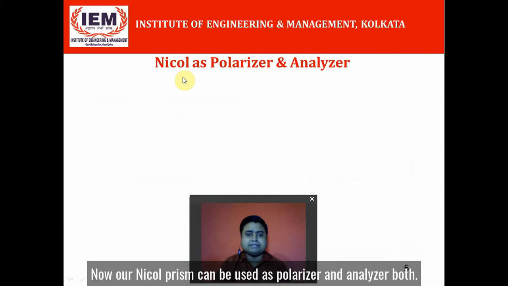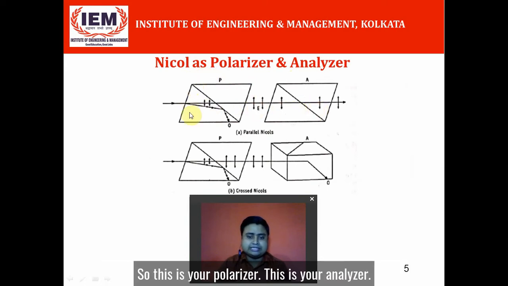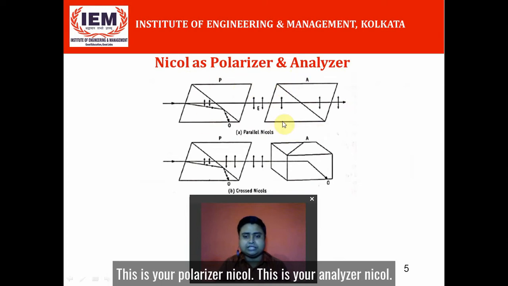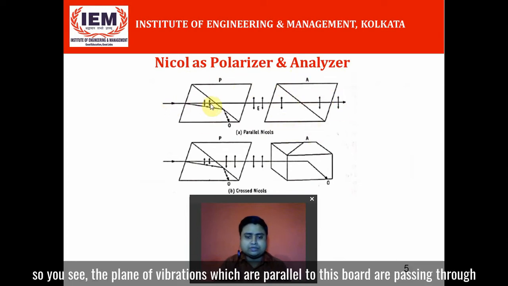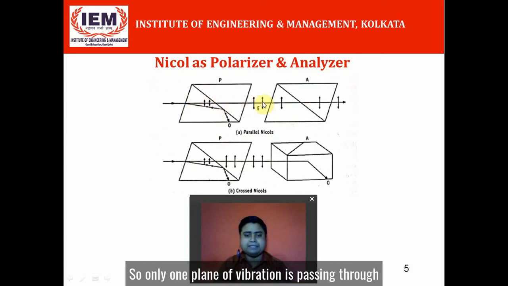Now our nickel prism can be used as polarizer and analyzer both. So let us see. Here you have placed two nickels like this. This is your polarizer, this is your analyzer. This is your polarizer nickel, this is your analyzer nickel. The plane of vibrations which are parallel to this board are passing through, and the perpendicular ones undergo total internal reflection here. Then there is a lamp black plane, so it is absorbed here. So only one plane of vibration is passing through.